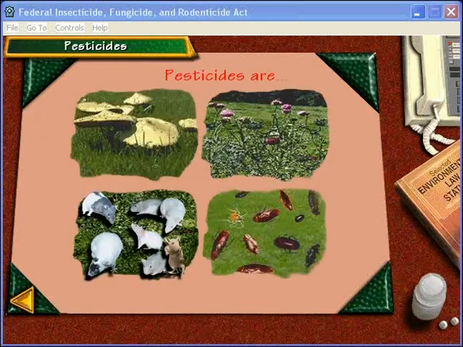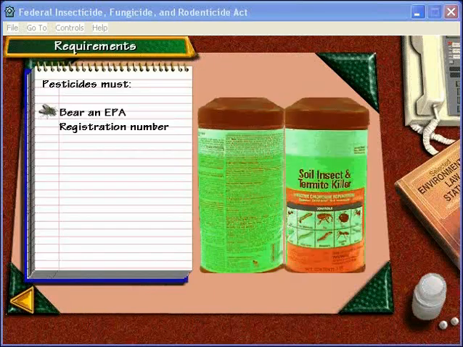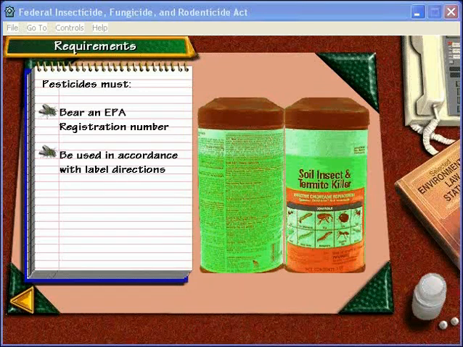What is a pesticide? A pesticide is any agent used to kill or control undesired insects, weeds, rodents, fungi, bacteria, or other organisms. Under FIFRA, no pesticide may be legally sold or used in the United States unless it bears an EPA registration number. In addition, it is a violation of the law for any person to use a pesticide in a manner inconsistent with its label.